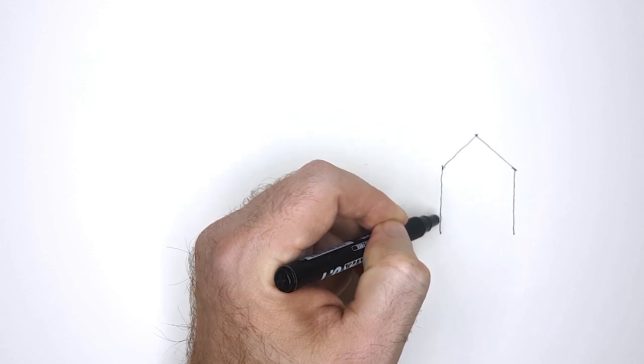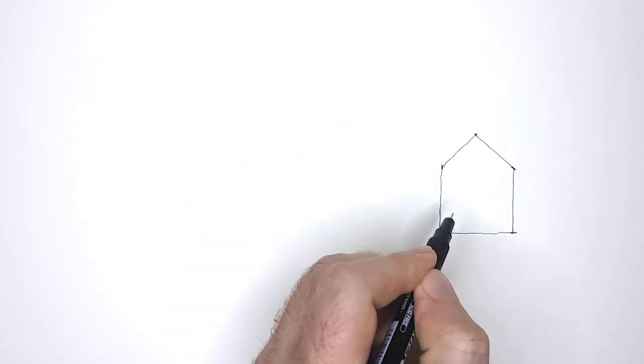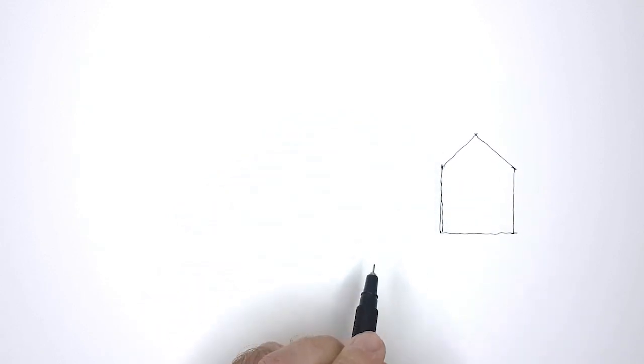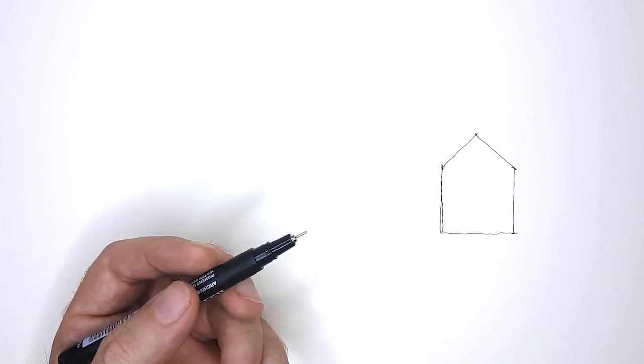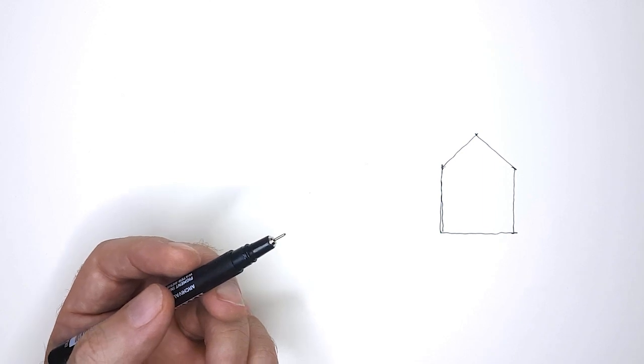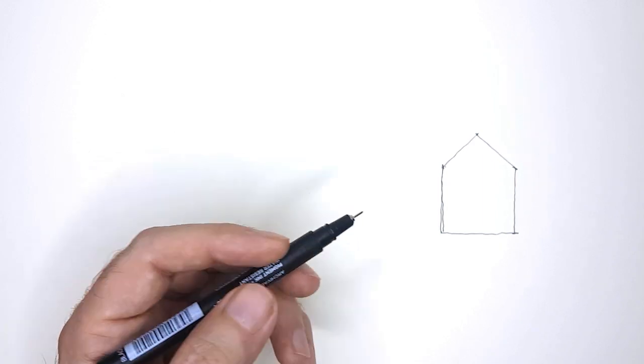I started with a flat face. You can see it looks like a facade or a section. It could be both of them. And in the next step, I have to choose a vanishing point or maybe two. It doesn't matter, it's up to you. It could be anything.